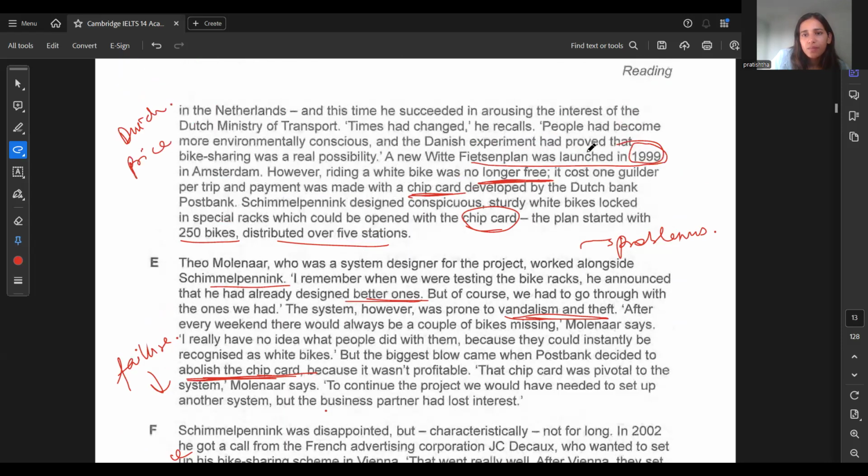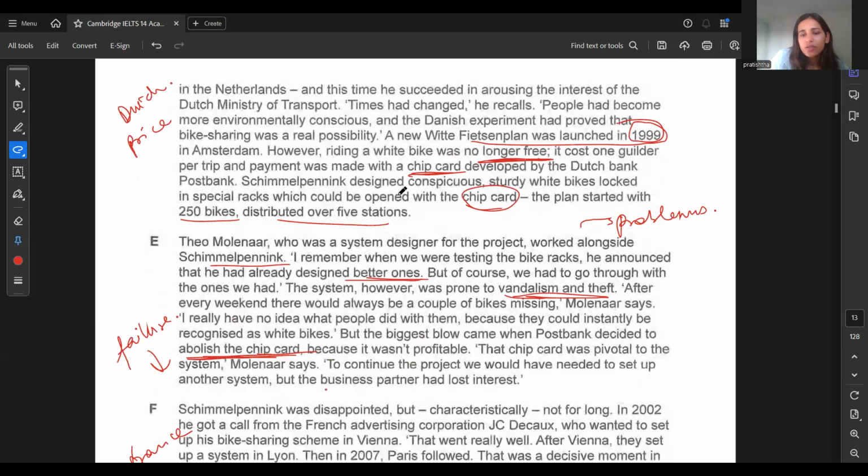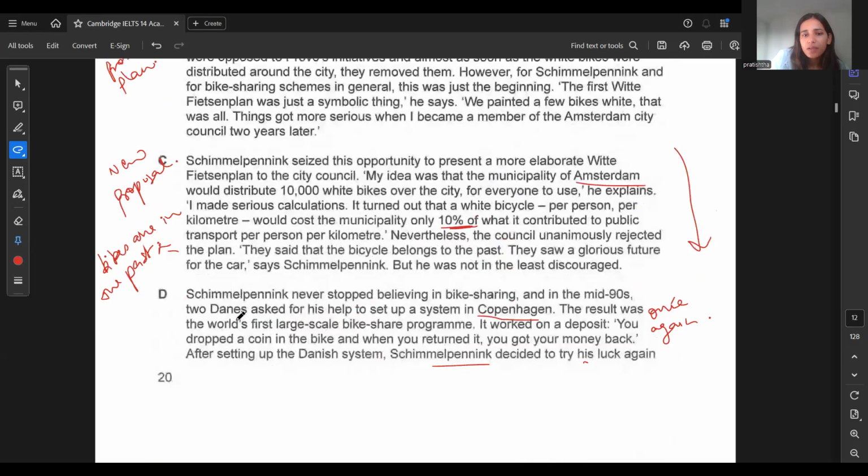Then so yeah, there was a designer that was hired and it was better, but there were some problems. And when they took out the chip cards and Copenhagen, the world's largest credit was worked on deposit. Okay.